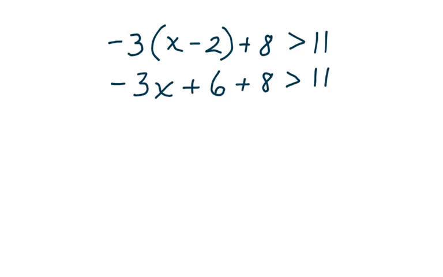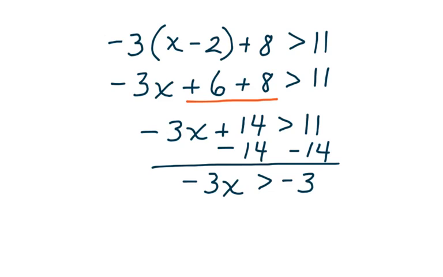Now we have negative 3x plus 6 plus 8 is greater than 11. We can combine the 6 and the 8 and simplify the left side of the inequality. Now we have negative 3x plus 14 is greater than 11. Our next step is to subtract 14 from both sides of the inequality. Now we have negative 3x is greater than negative 3.